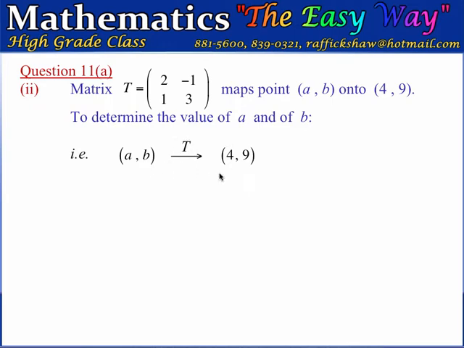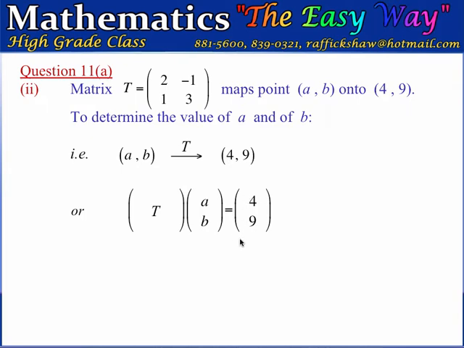This calculation is done by multiplying the matrix T by the column vector of the point AB, and when we do that, the result will be the column vector of the point 4, 9. Let's show that calculation. And this is it. When we multiply the matrix T by the column vector of the point AB, the result is a column vector of the point 4, 9.